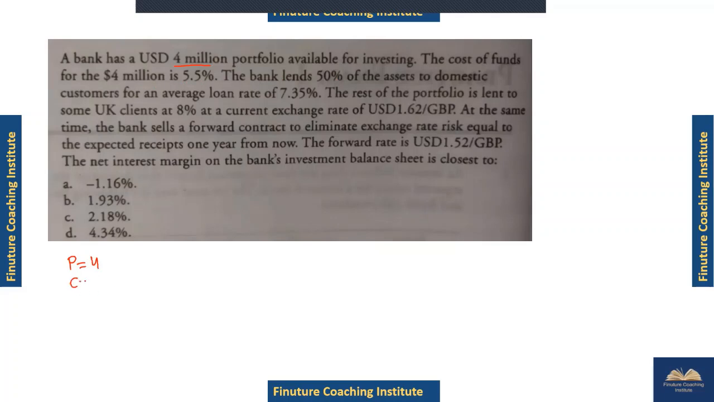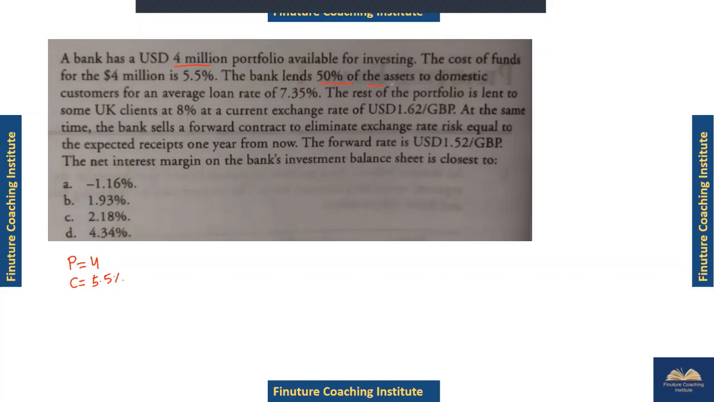You just say this cost as 5.5%. That means if you're a bank, and customers have deposited $4 million, you will be paying them 5.5% annually. Now, the bank will not keep these funds with themselves, they'll lend. So what is the bank doing?